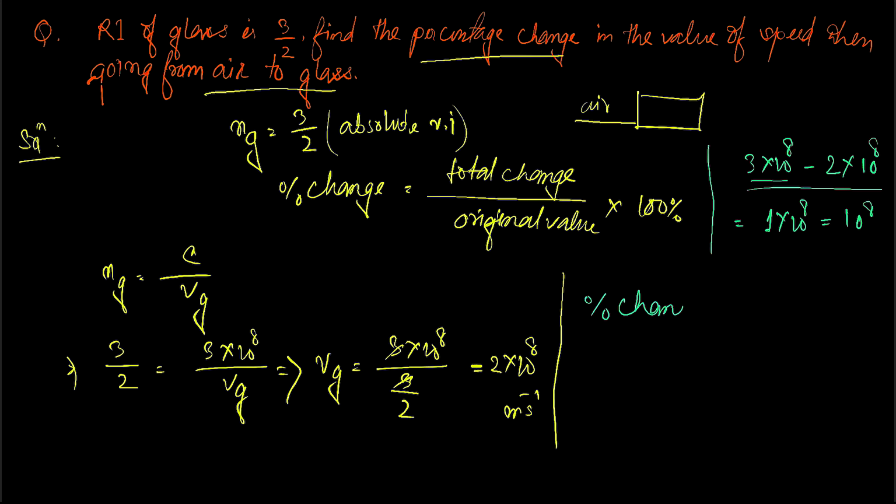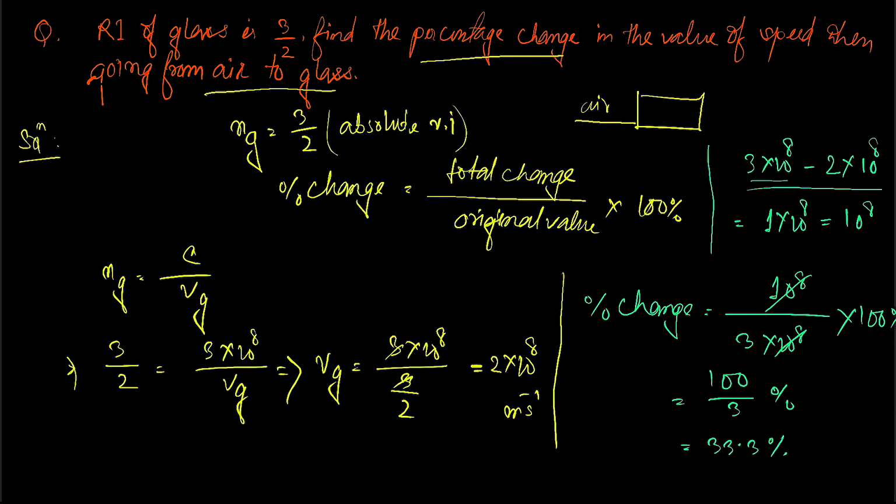Okay, the change is how much? Total change is 10 to the power 8, obviously. And what is the original value of the velocity of light in air? It is 3 into 10 to the power 8, into 100 percent. Cut this down, 10 to the power 8, you are going to get 100 by 3 percent. If you solve this, you are going to get 33.3 percent.